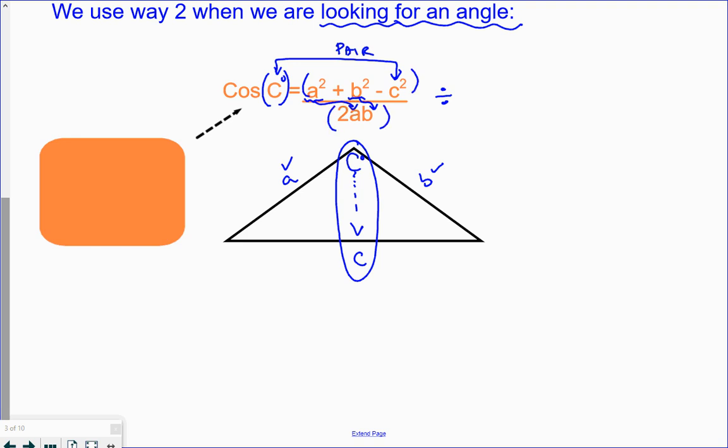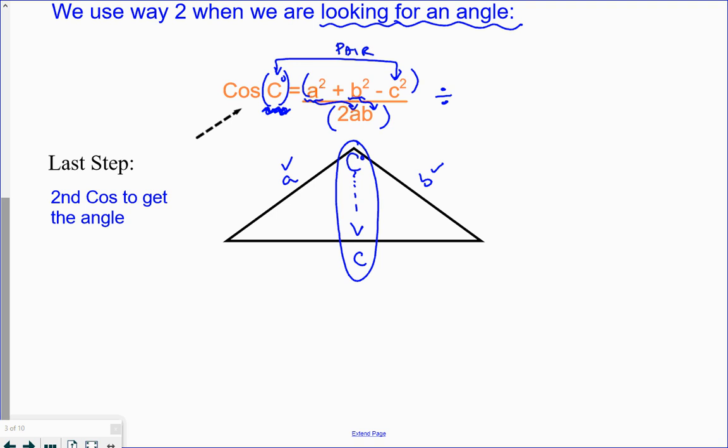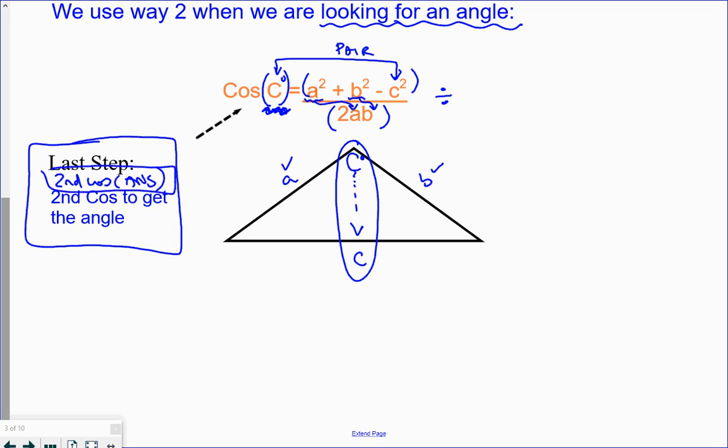Now, lastly, you're looking for an angle. So in trig, when you're looking for an angle, last step is you have to go second cos ANS. Okay, you have to do that step. And again, it's second cos because we write the word cos because it's called the cosine law formula.